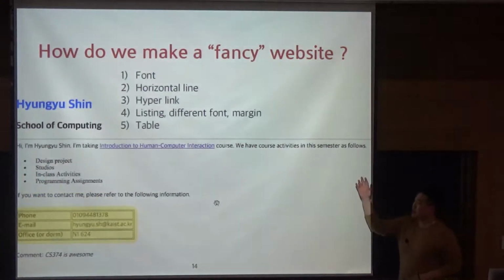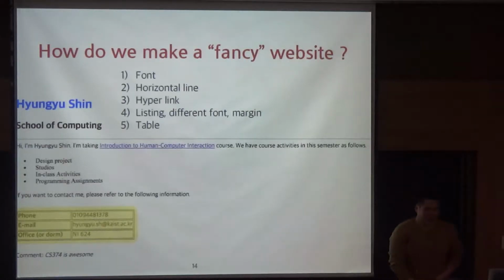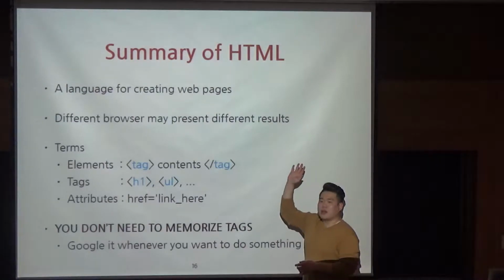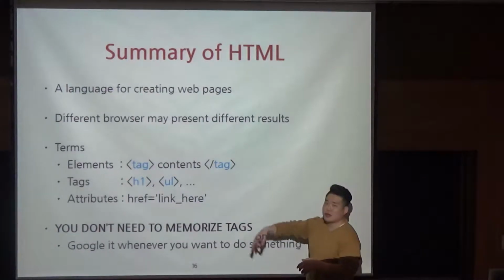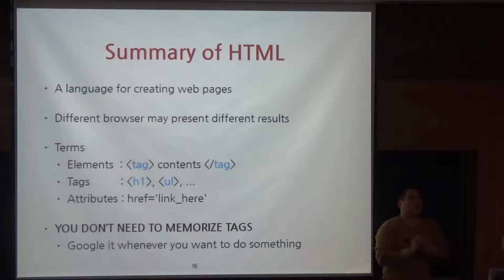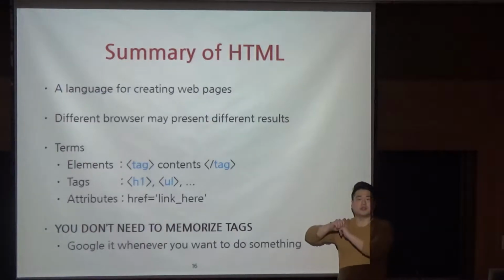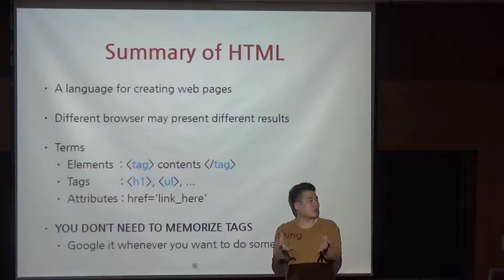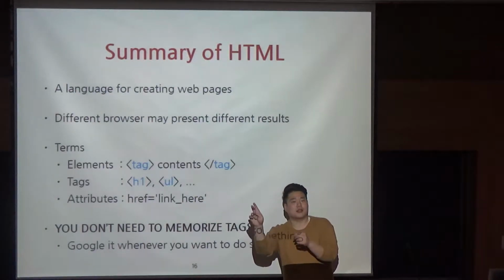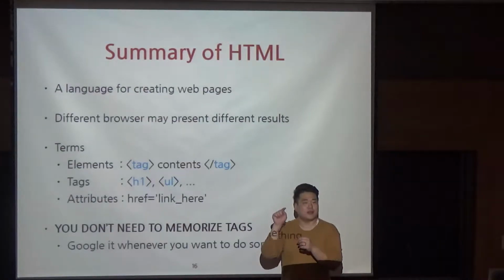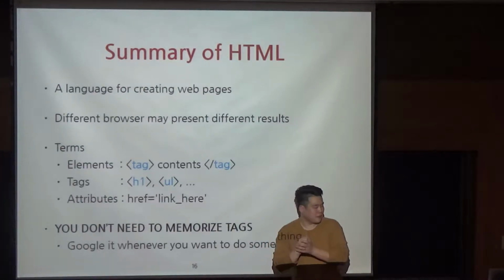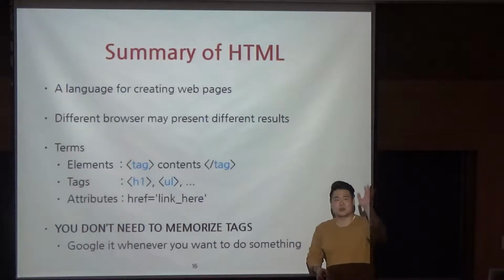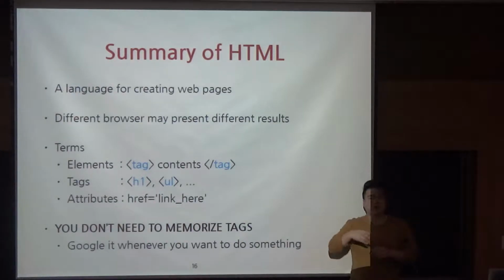So, we built this very fancy website. And this is a summary. What is HTML? Simply speaking, it is a language for creating a website. All websites have this source code. And we also discussed how to browse the source code of an existing website, right? We can simply right-click and view source code, right? And different browsers may present different results, like Firefox, Explorer, Chrome. They all could present differently.